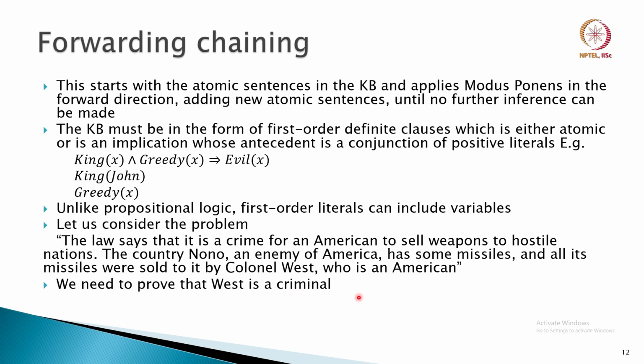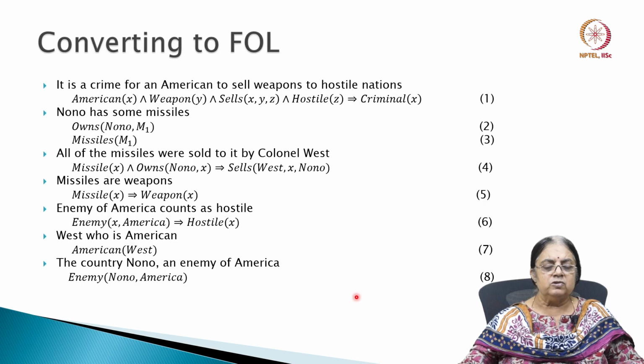So how do we get this into the form where we can carry out inference? We want to prove West is a criminal. These are all the sentences we have. It is a crime for an American to sell weapons to hostile nations. So you need to replace this by predicate logic. You have American(X) and Weapon(Y) and Sells(X, Y, Z) and Hostile(Z), okay, so Z is a country, implies Criminal(X). So this sentence has been converted into this form.